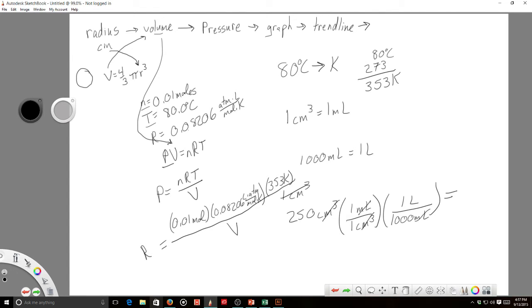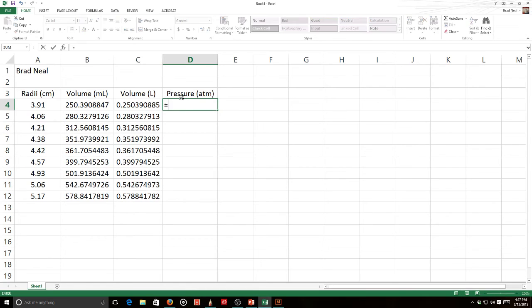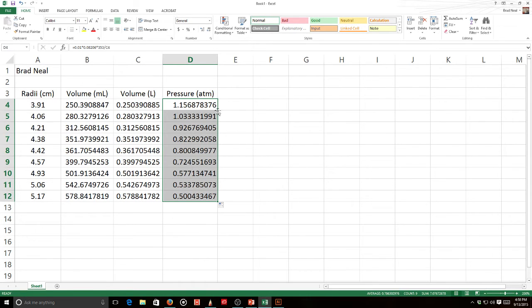Oops, that's an R. Pressure. There we go. So this is a number, this is a number, that's a number. This is a number that's in my Excel sheet, so I could just make my equation out of that too. So we can go back over here into Excel, and we can say this is going to be equal to 0.01 times 0.08206 times 353. And then divide by my volume. And when I do that, I get my pressure. So I can double click and drag that on down.